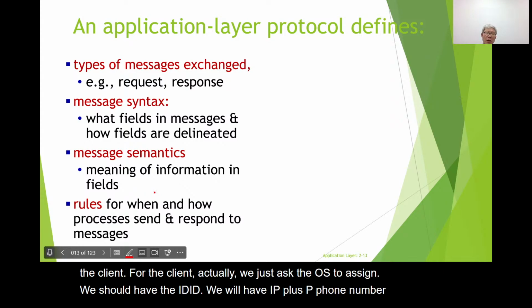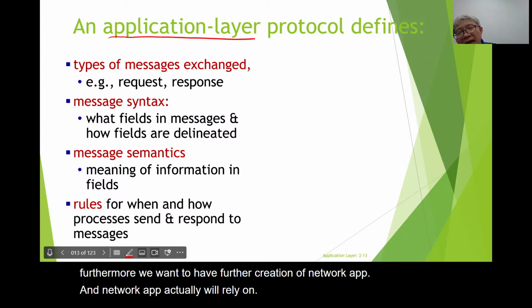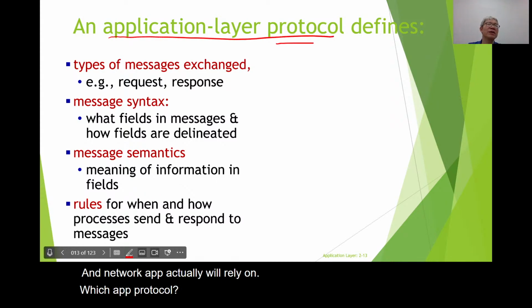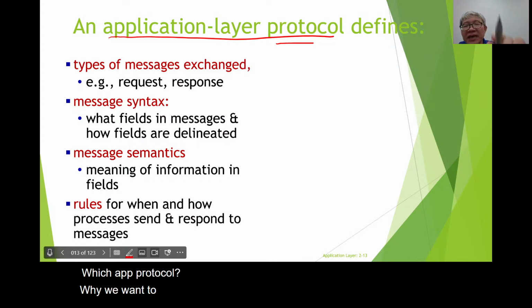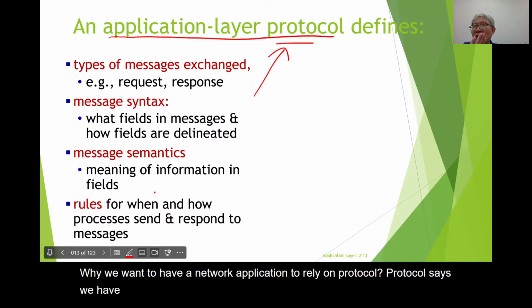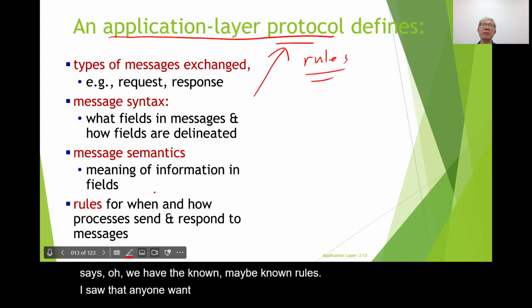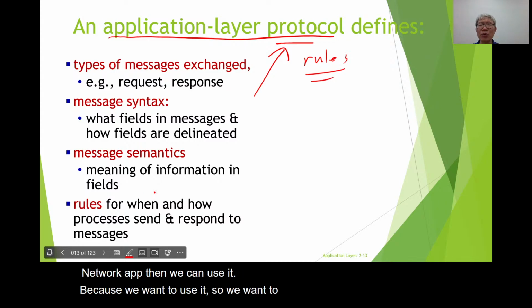And furthermore, we want to have the creation of a network app. And a network app will rely on which app protocol? Why do we want a network application to rely on a protocol? A protocol says we have known rules, so that anyone who wants to create some possible network app can use it. Because we want to use it, we want to mention some rules.